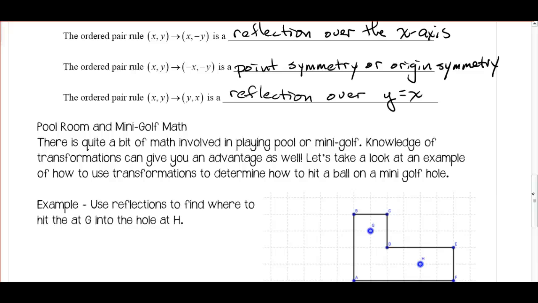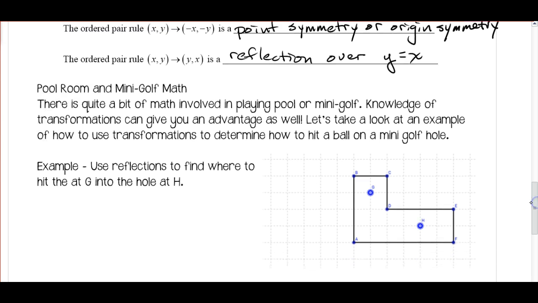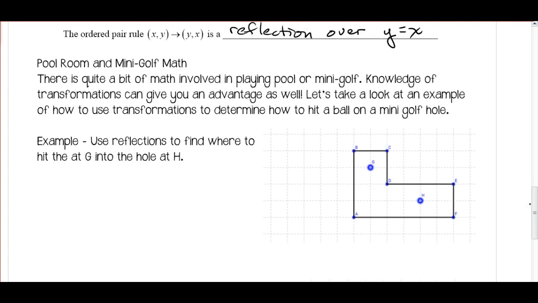I'm sure you've heard about using math in the real world. Here's a couple of applications for actually using math in the real world. We're going to look at pool room and mini golf math. So if you have an idea of reflections and transformations, it can give you an advantage, with a little bit of practice, for figuring out how to hit a ball. Let's take a look at a mini golf hole.